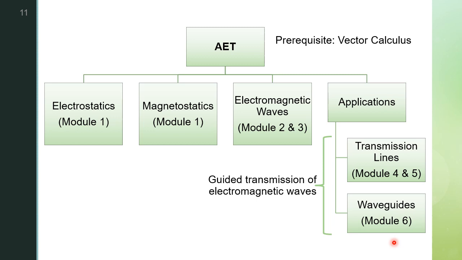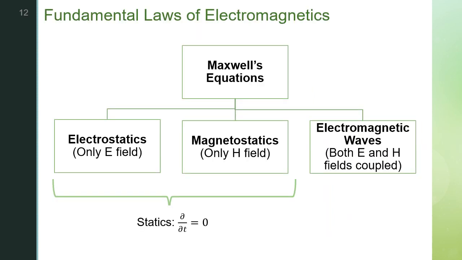That is, we can transmit electromagnetic waves over free space, but if we require guided transmission, that is, if we require a guided medium for the transmission, then we'll go for transmission lines and waveguides. So this is the flow of study for the subject applied electromagnetic theory.